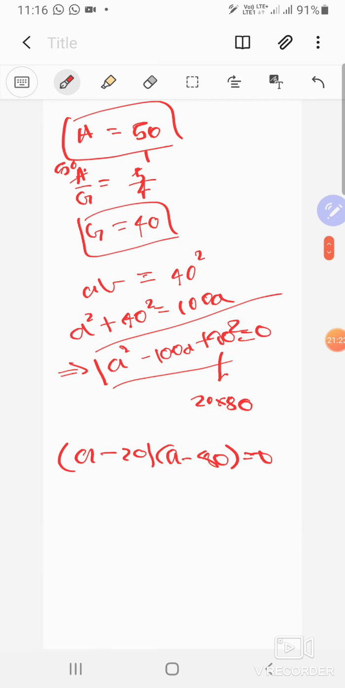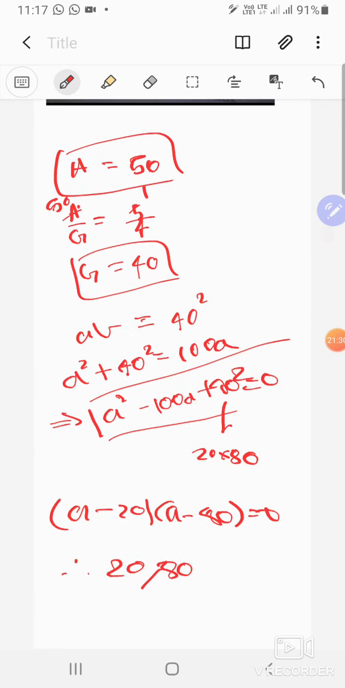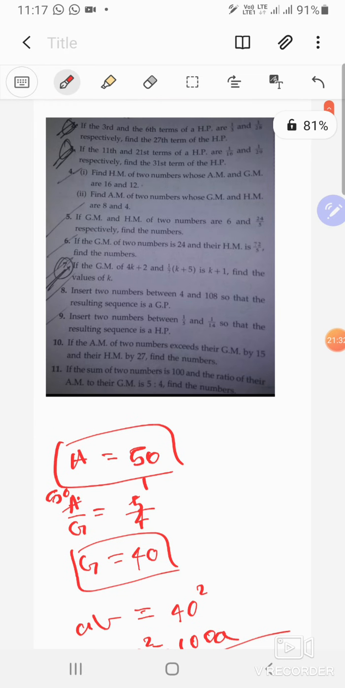So either A is 20 or it is 80. So those two numbers are going to be 20 and 80. Okay, therefore 20 and 80 are those two numbers. Easy as that. So that's it. That was my homework.